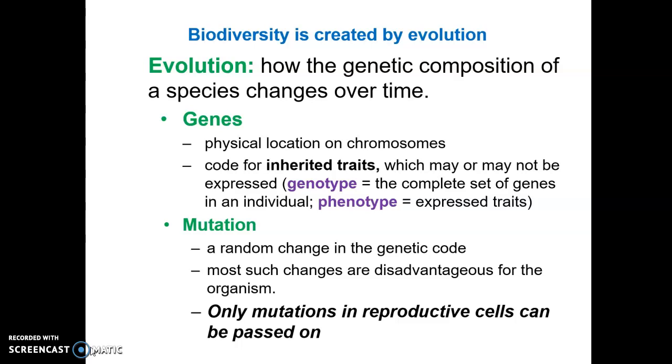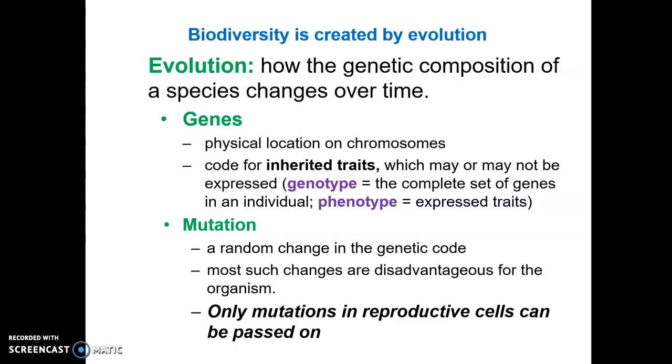A mutation, we'll wrap up on that. A mutation is when there's a random change in that genetic code. So the chemical compound changes in some way, and that change is usually disadvantageous for an organism. It can be advantageous for an organism, which we will look at, but only if that mutation takes place in a reproductive cell will it be passed on to offspring.